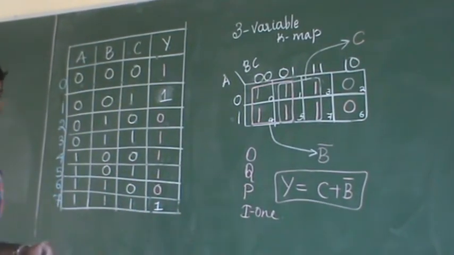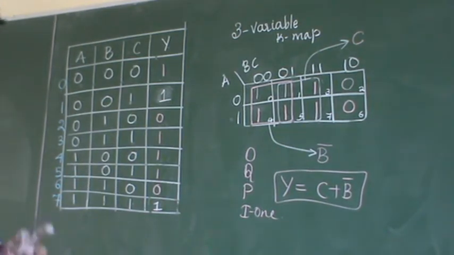Okay. I hope you have understood the K maps of 3 variables. Copy down properly.